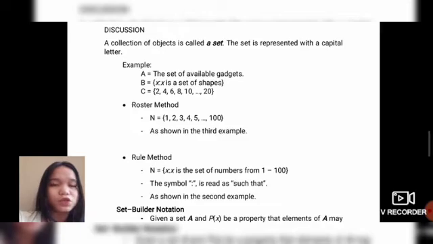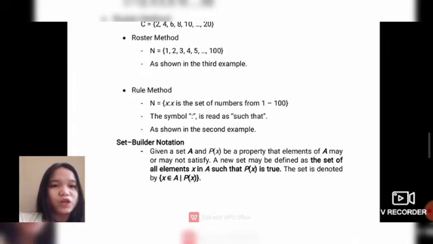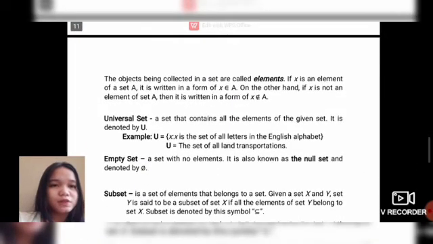This is the roster method. N equals 1, 2, 3, 4, 5, and so on, as shown in the third example. The rule method is N equals x, the set of numbers from 1 to 100. The vertical bar symbol is read as "such that," as shown in the second example. So let's proceed to the elements. Elements are the objects being collected in a set. If x is an element of set A, it is written in the form x ∈ A. The other one, if x is not an element of set A, then it's written in the form x ∉ A.